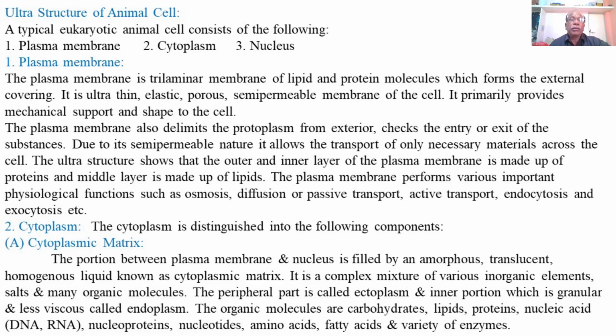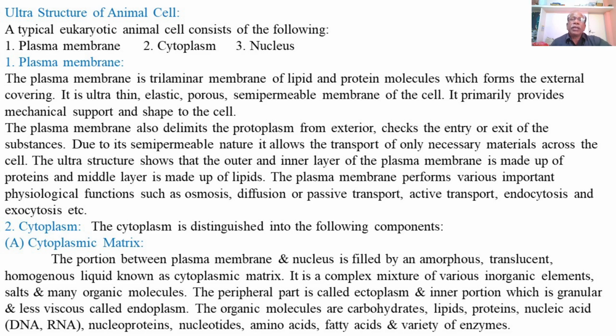Hello everyone. Last time we explained the ultrastructure of the plant cell. Today we are going to explain the ultrastructure of the animal cell. A typical eukaryotic animal cell consists of three parts or components, such as plasma membrane, cytoplasm and nucleus. So first we will explain the plasma membrane.